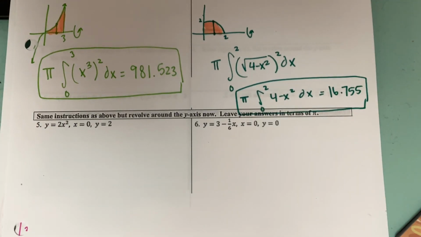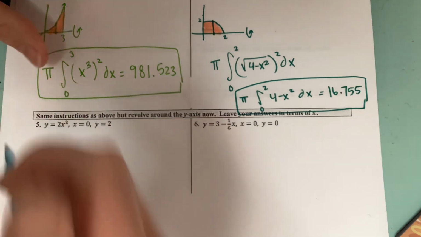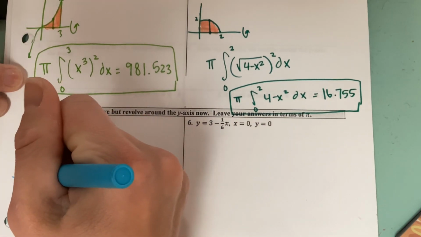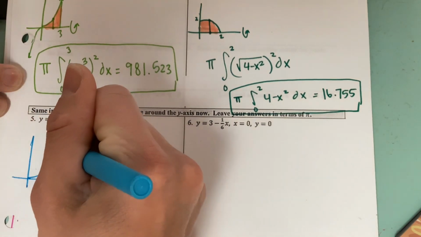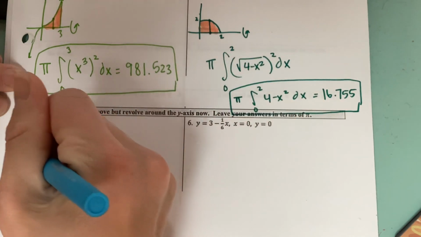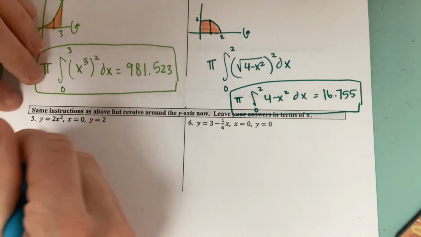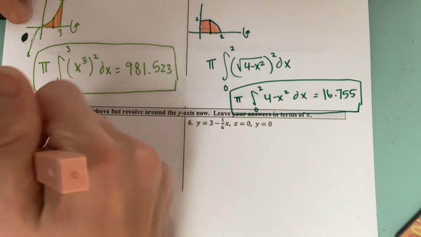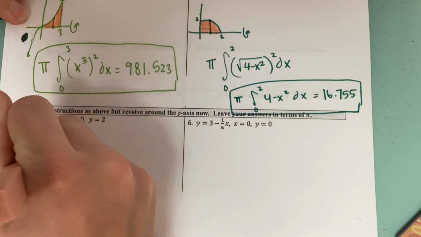All right, same instructions as above, but revolve around the y-axis now. Leave your answer in terms of pi. All right, y equals 2x squared, y equals 2. We're revolving around the y-axis now, so everything needs to be in terms of y. This is my region I'm revolving.